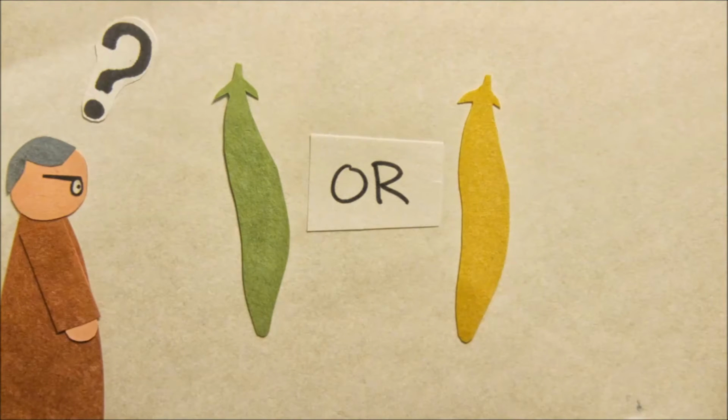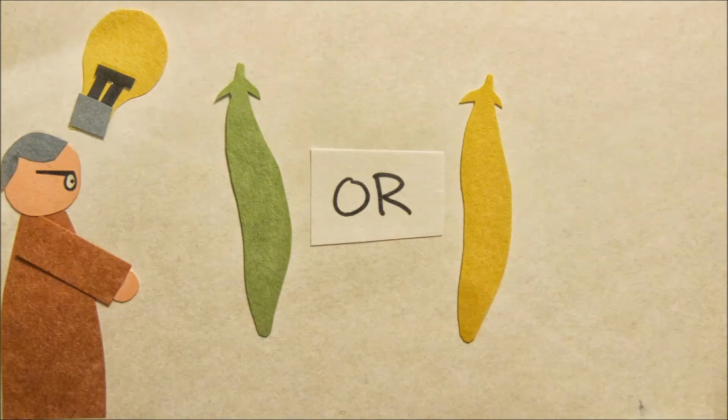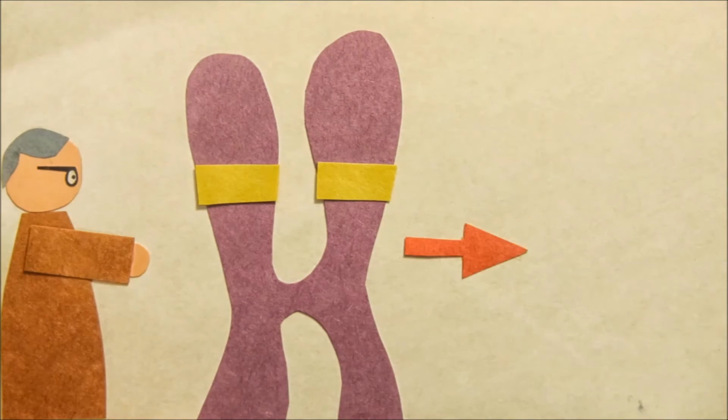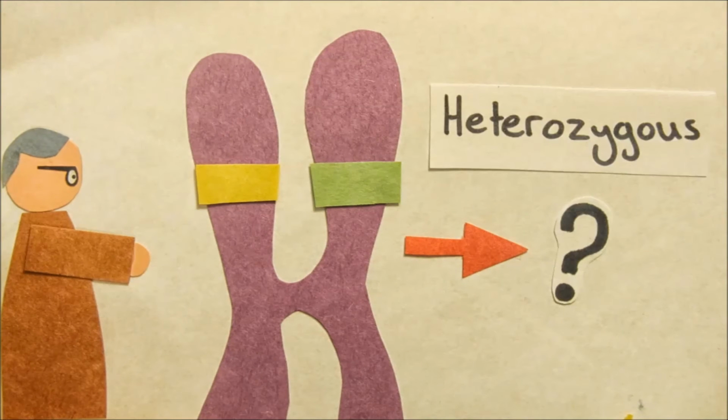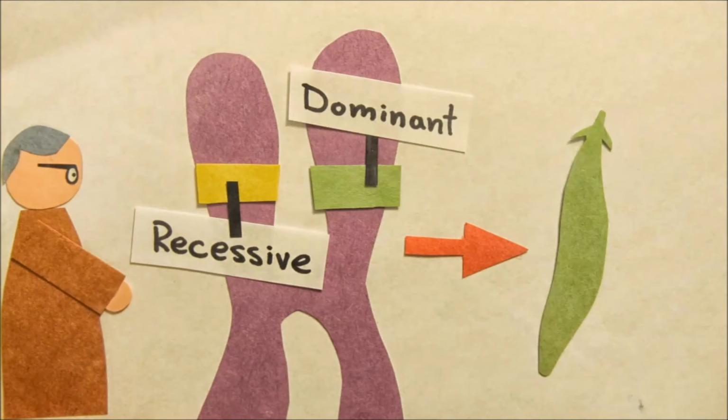Thought Mendel, green pea or yellow pea? Oh! Mendel realized that different alleles were either dominant or recessive. Homozygous alleles will always express the color they are. But what happens when they're heterozygous? Turns out the green allele is dominant, while the yellow allele is recessive. That's why the heterozygous pea will be green.